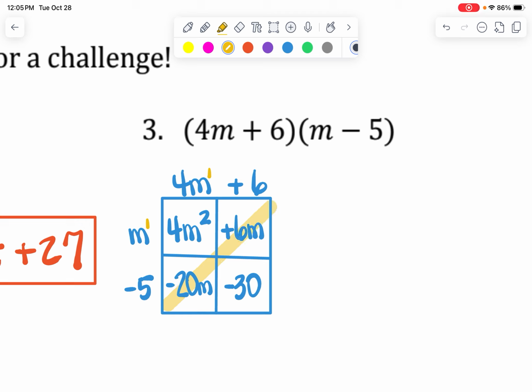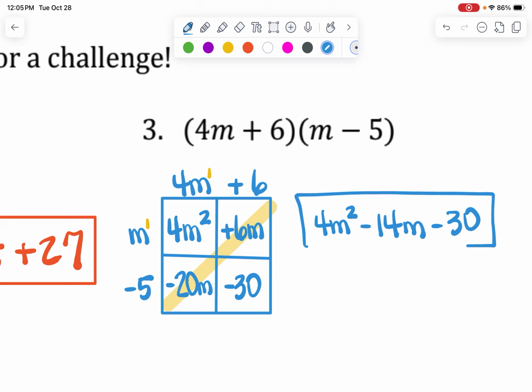Again, my like terms are on the diagonals, so I'm going to be able to combine those and just bring everybody else over. So the 4m squared doesn't have any like terms, so he just comes over. 6m's and negative 20m's is going to give me negative 14m's, and then minus 30. Excuse me.